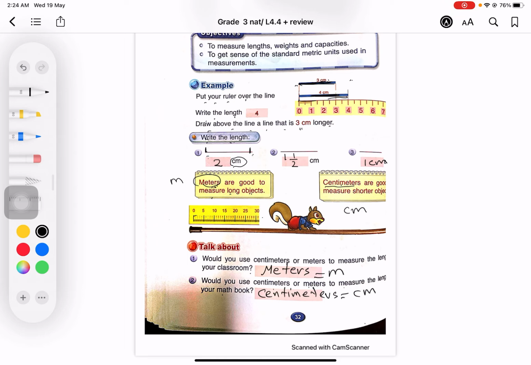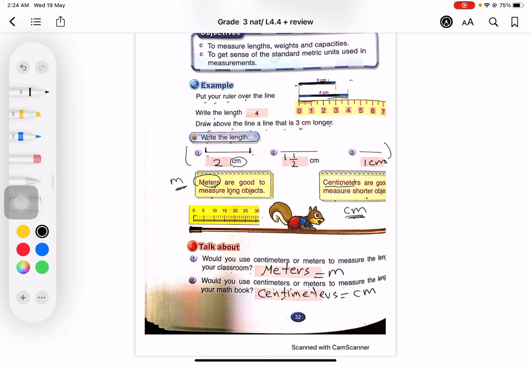Now, would you use centimeters or meter to measure the length of the math book? Your math book, of course, I will use what? Centimeters. Centimeters you are going to use. And you should write it like that. This is the way, okay? So, to measure long objects, use meter. Shorter objects, you are going to use centimeters.